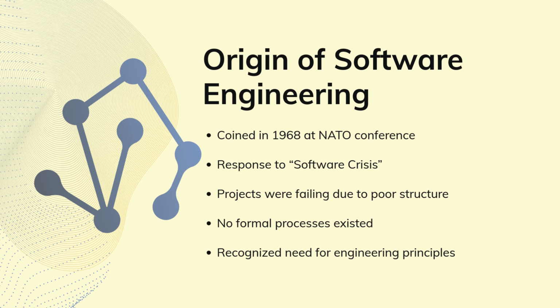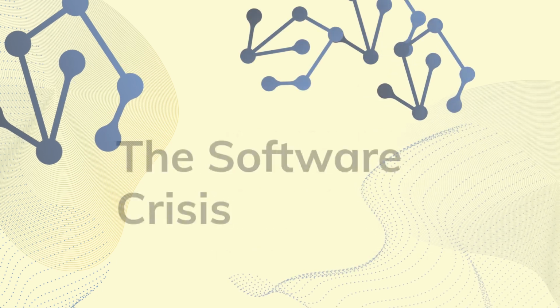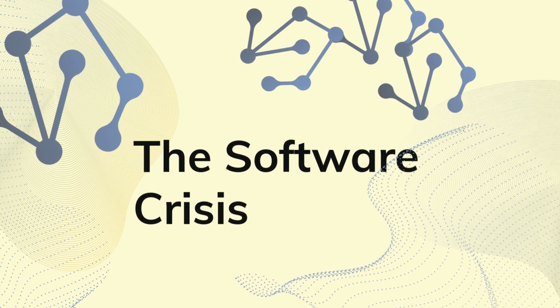Now let's take a look at the background. Software engineering as a concept emerged in the late 1960s, during a time when developers faced what became known as the software crisis. It was first formally addressed during a NATO conference in 1968. At that time, software systems were becoming more complex, but there weren't enough structured methods to handle this growth. Projects would go over budget, face delays, and often result in low-quality software.